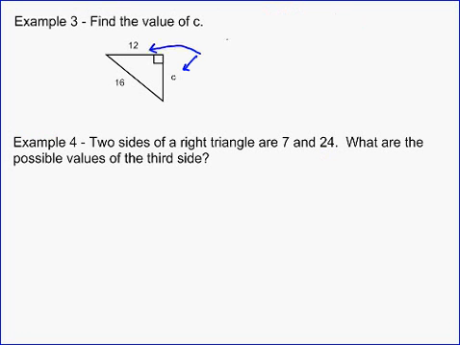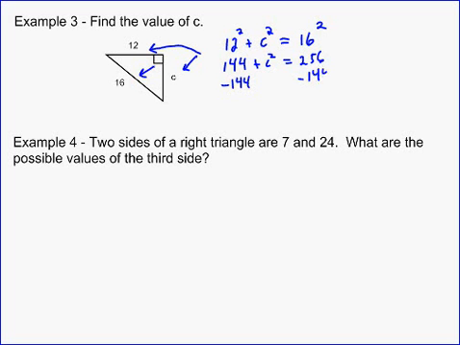And so we're going to have 12 squared plus c squared. Those are the two legs, so those go together. They equal the hypotenuse, which is 16. So though c is usually used for a hypotenuse, it's not always used for the hypotenuse, like in this problem. So now we need to solve it like the last problem. 144 plus c squared equals 256. Subtract 144, because we always want to get the c squared by itself. That gives us c squared equals 112.